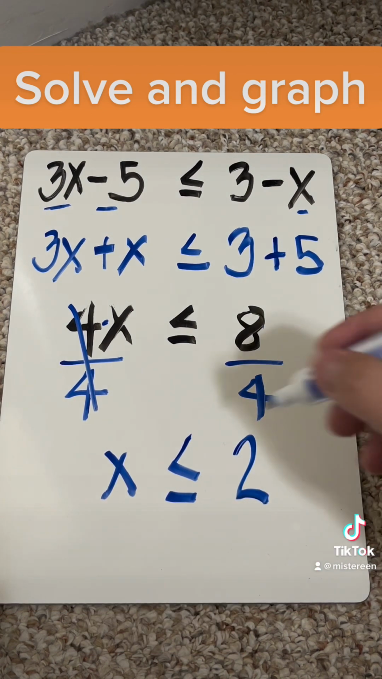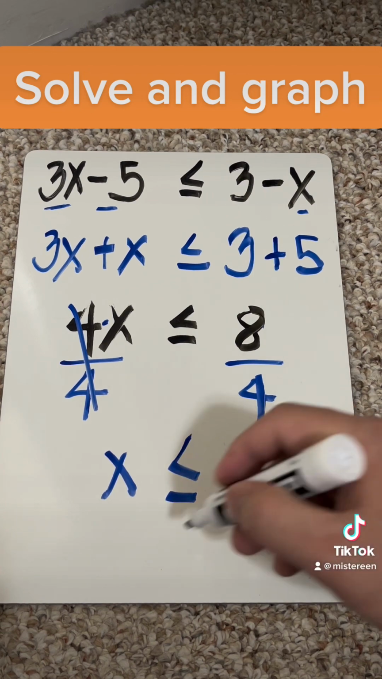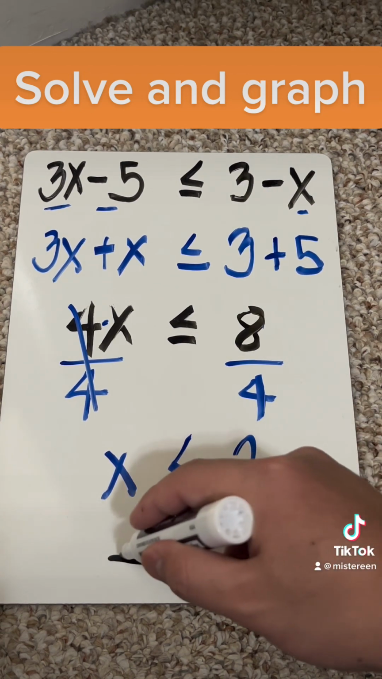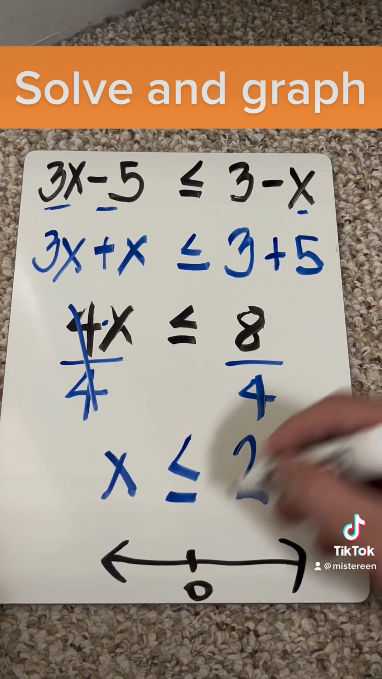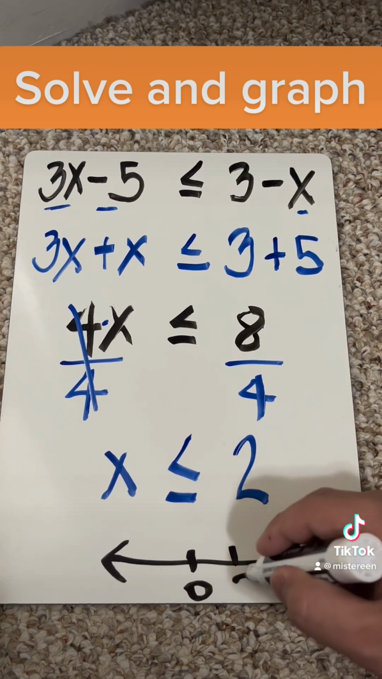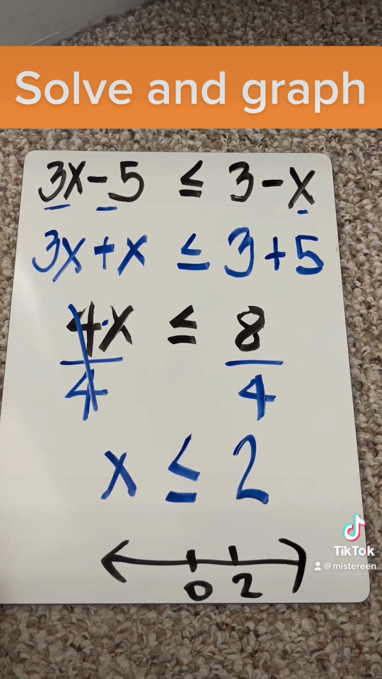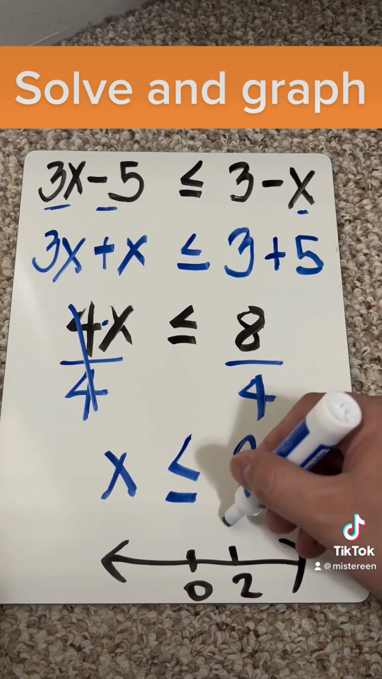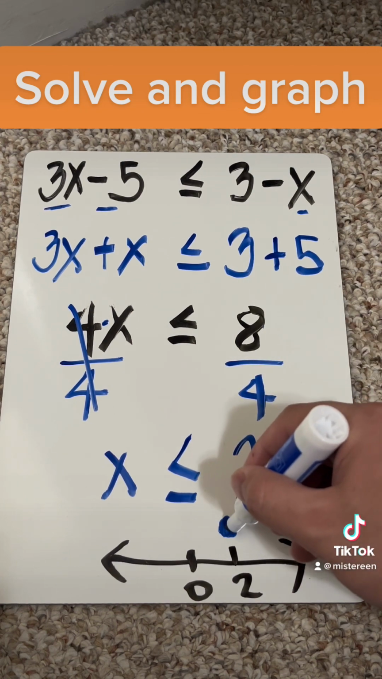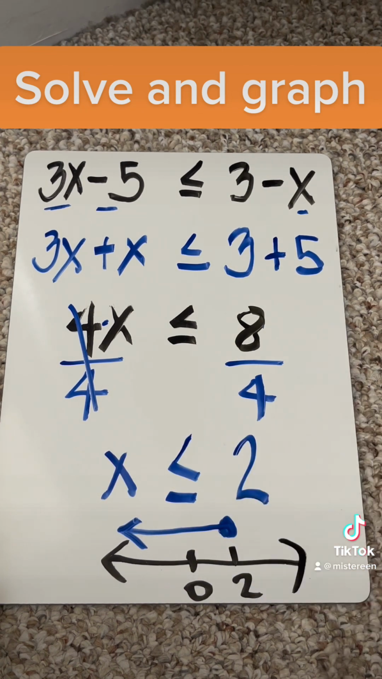So that's the answer. And now if we graph this, so we just locate the number 2. So this is 0. So our number 2, let's say, is in here. Because our symbol is less than or equal to, so that must be a closed circle. And to the right side, left side.